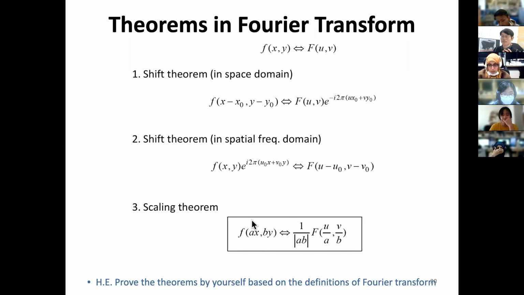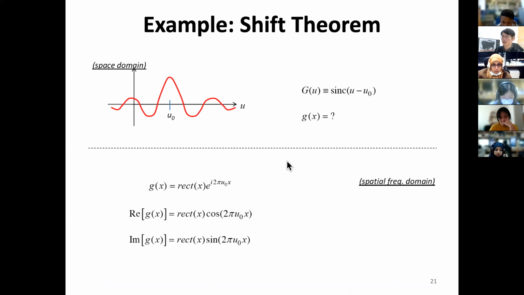What if in the space domain it becomes scaled by a factor of a and b? In the space domain, if the length is x, in the spatial frequency domain it becomes one over the length scale. So reminding you that, in fact, it just changes as u divided by a, v divided by b. This one is a home exercise for you to practice these theorems yourself, based on the definition of the Fourier transform. All right.